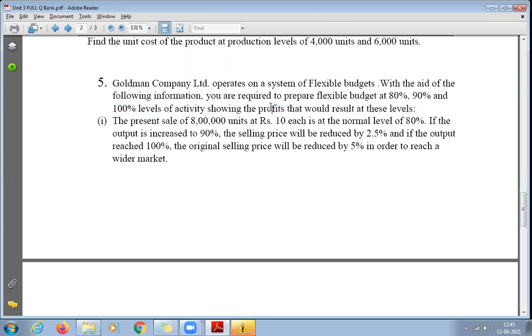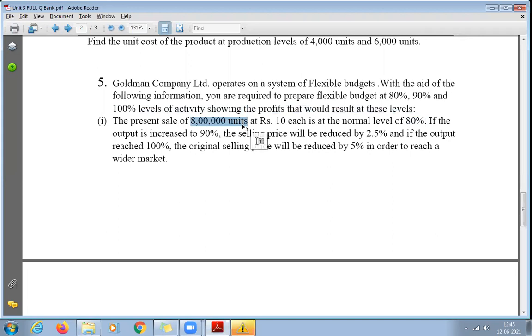Okay, anyways, I'll ask this again once we go through the question. So he has given us the sales. Present sales of 8 lakh units at rupees 10 each is at a normal level of 80%. That means he has given us 80%. How much is the sales? 8 lakhs.